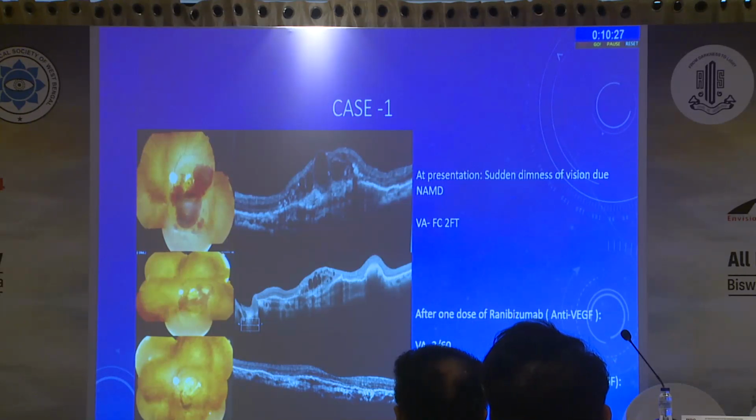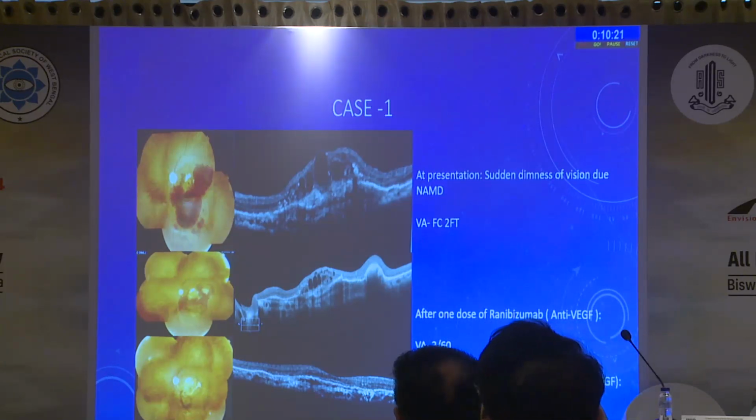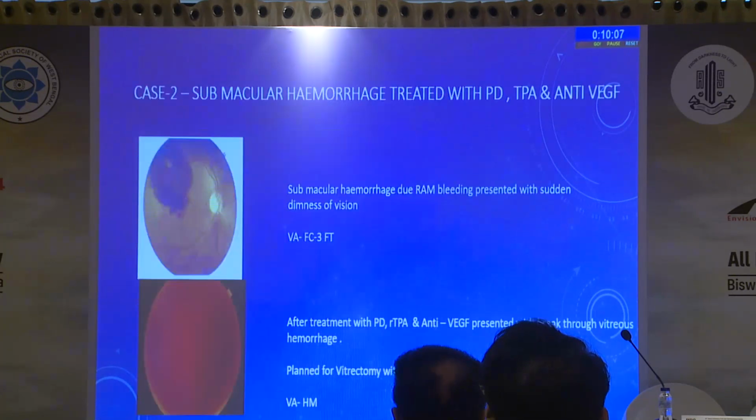Some hemorrhages might not be that large, and the thickness of blood may be less than 450 microns. In those cases, we can try with anti-VEGF as well. Here in this case, the presenting visual acuity was finger counting at 2 feet, and with an anti-VEGF loading dose, it improved to 6/60. Now, the next scenario is a RAM bleeding.